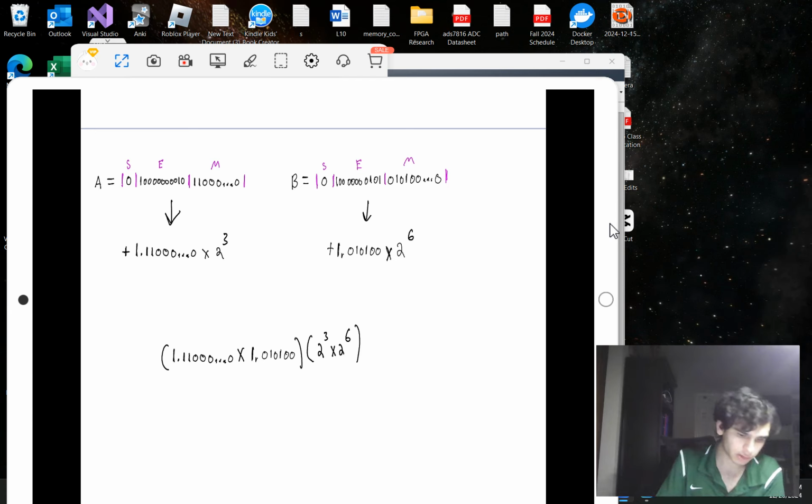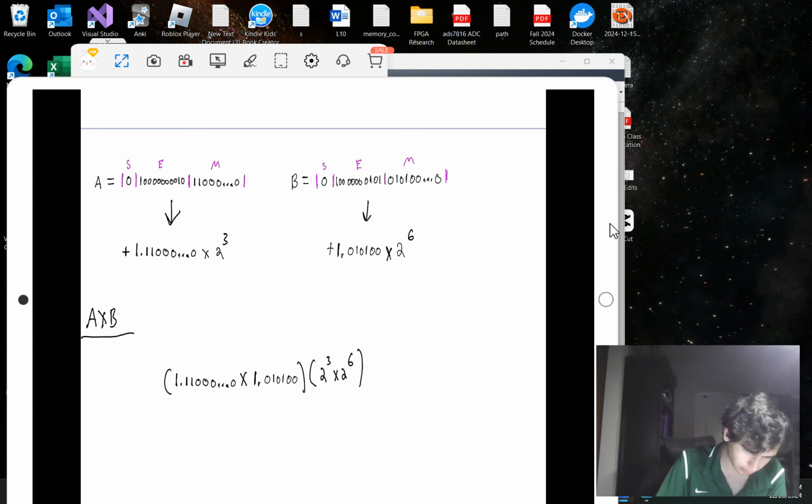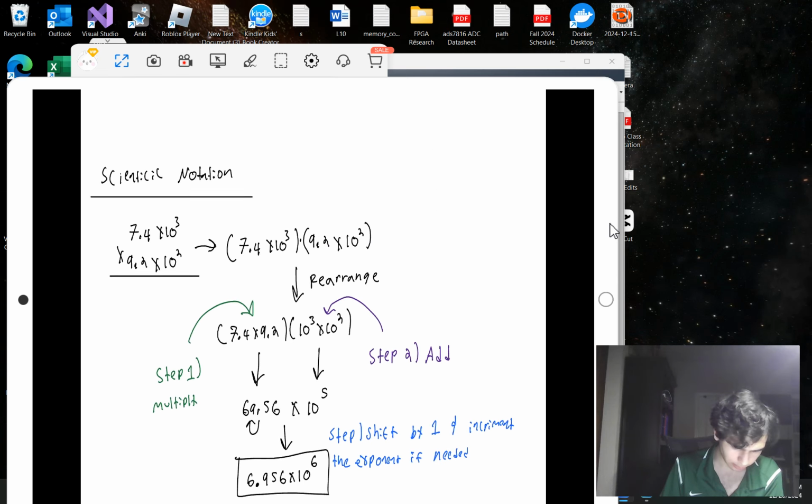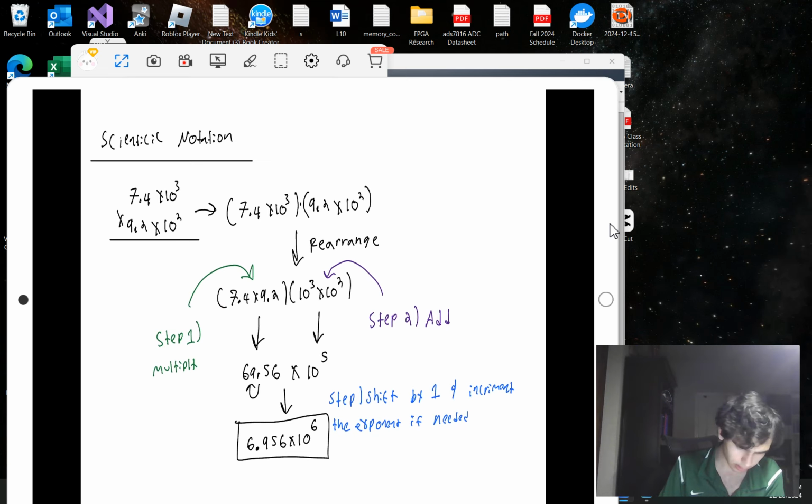All right, so if we're going to multiply A times B, here, hold on. A times B. First step is going to be to take the fractional part, put them together, multiply them, take the exponent part, multiply them here, the 2 to the something. Kind of like how it's synonymous with the rearrangement step here.